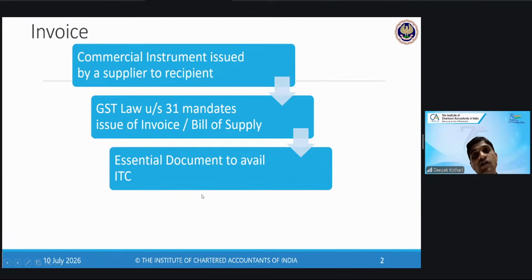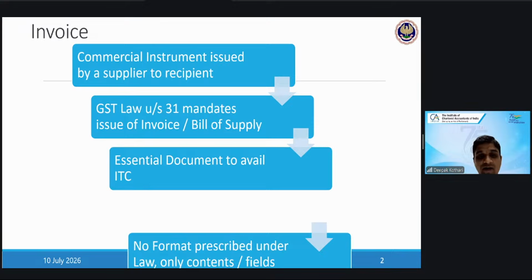And it's an essential document for what purpose? Because in Section 16, we've understood, right, that one of the essential conditions is that the recipient should have the invoice in hand. So that is also the relevance: the recipient can claim the credit only when you raise the invoice and it is in his possession. Only then can he claim the credit. So it's an essential document to avail ITC as well.